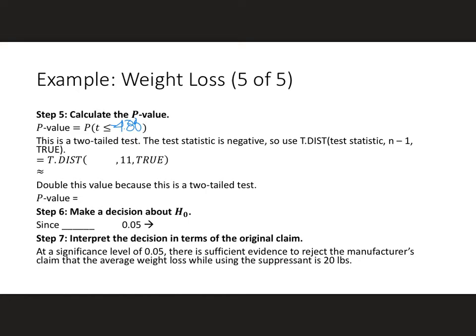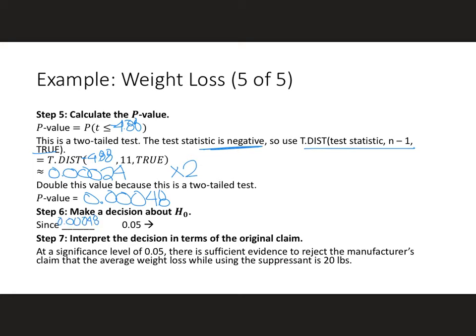This is a two-tailed test and the test statistic is negative. So we're going to use t.dist to do this. So we're going to put in our test statistic of negative 4.88 and then our degrees of freedom, true, and this would give us approximately 0.00024. And because this is a two-tailed test, make sure that you double it. So you're going to just do times 2, and that's going to give you a p-value of 0.00048.